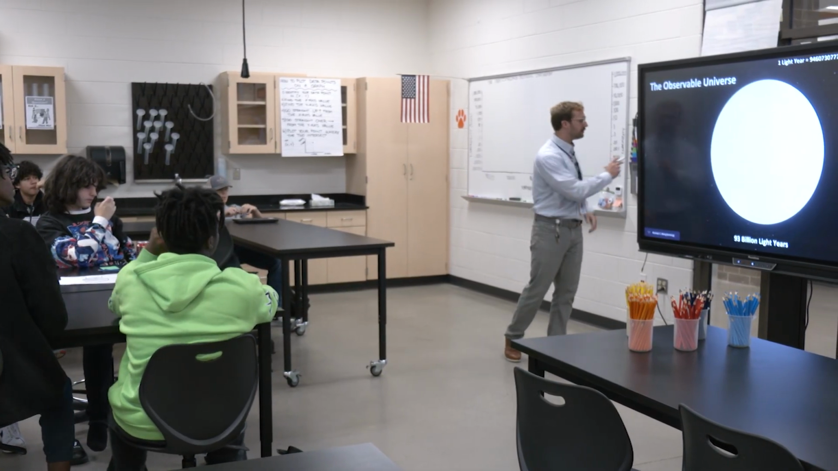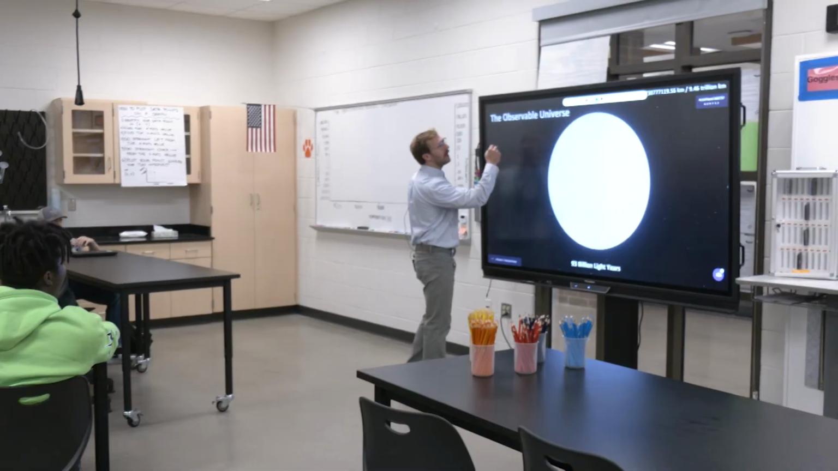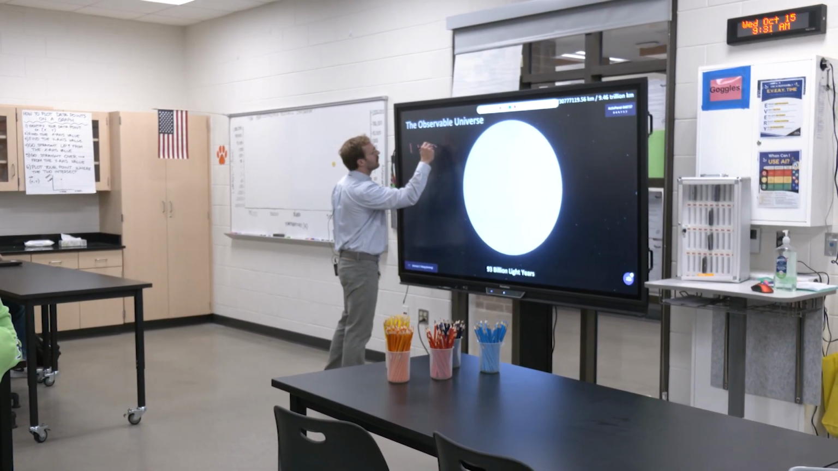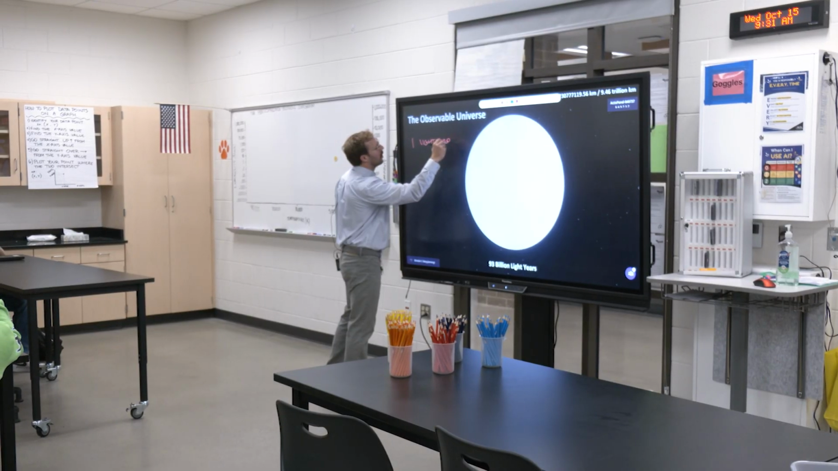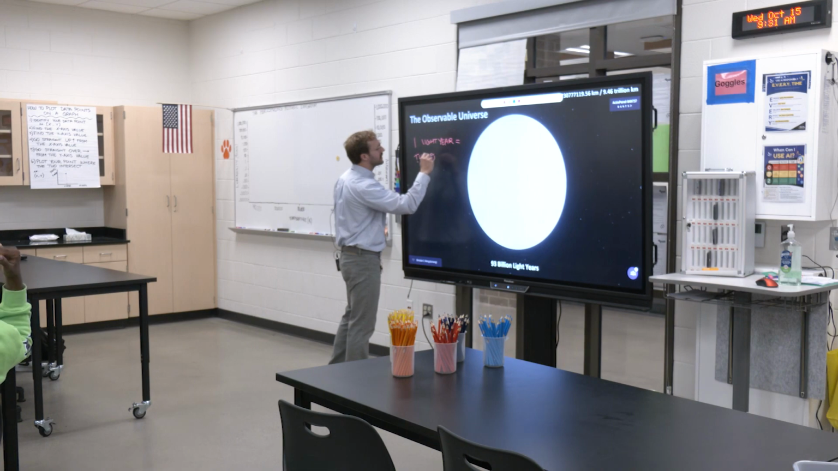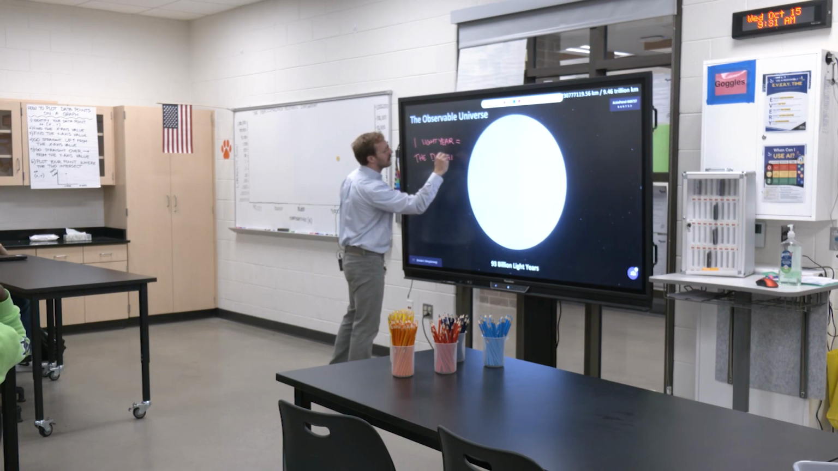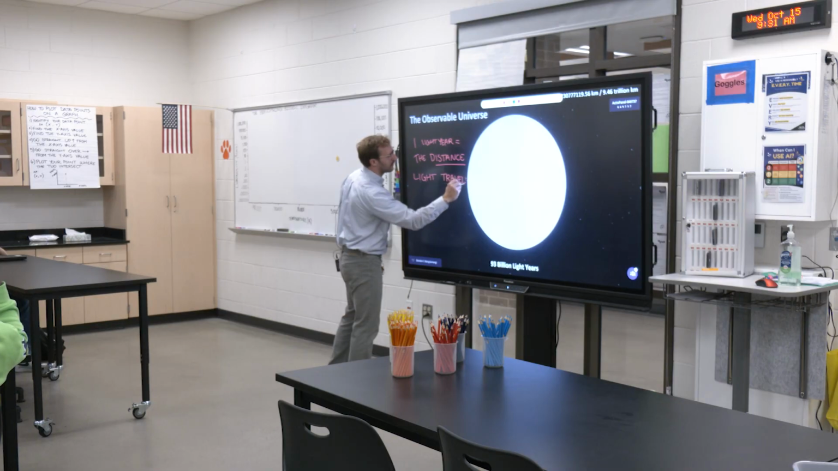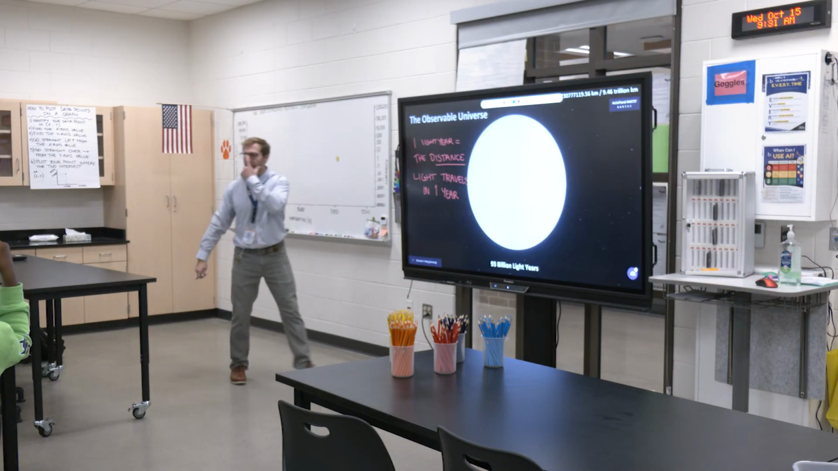Now, 1 light year equals the distance light can travel in 1 year. So it is distance.